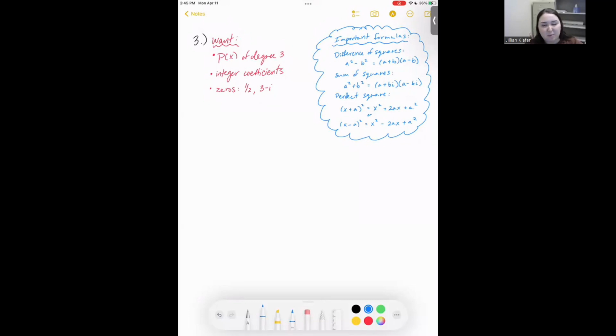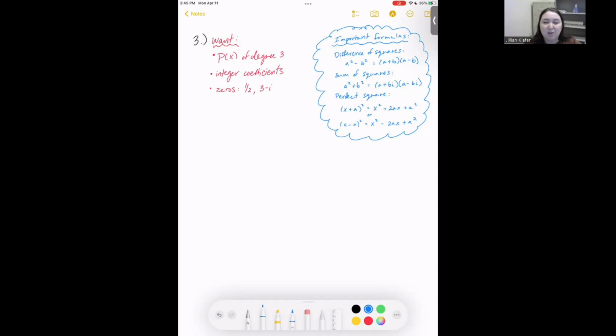Now, we wrote down some important formulas off to the side here. These are going to help us a lot during our problem. So I invite you to pause the video and write the important formulas down. But we're just going to talk through it really fast. So the difference of squares tells us that if we have something that looks like a squared minus b squared, it factors into a plus b times a minus b.